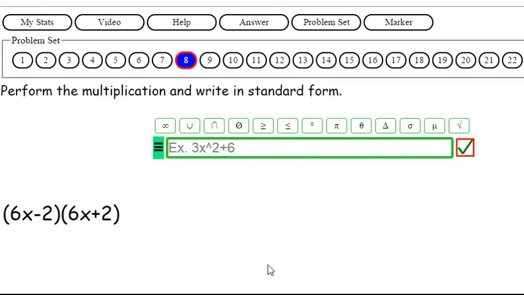Alright, let's check that out. What are we doing? Let's write that down. So this is 8.1. We got 6x minus 2 times 6x plus 2. Now there's a shortcut way of doing this problem if you see a particular pattern, and we'll talk about that here in just a second.